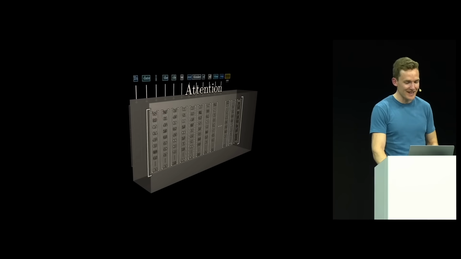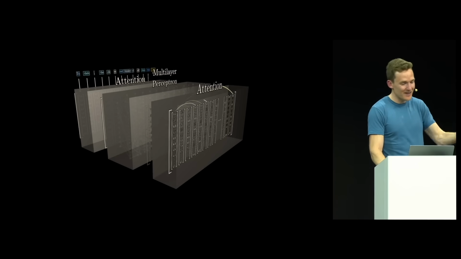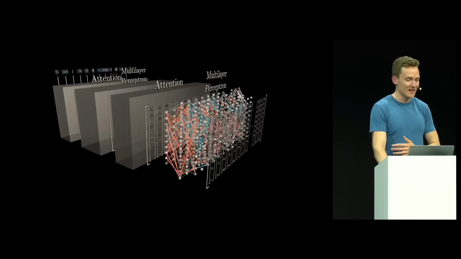And like I said at the beginning, there's not just one attention block. It flows through a multi-layer perceptron and then another attention block that again lets them all update each other and just keeps flowing through like this.